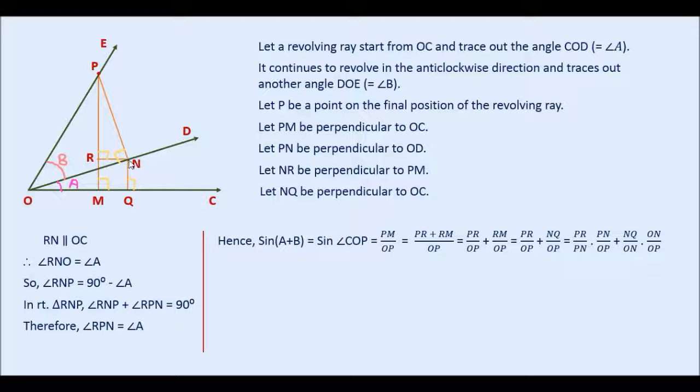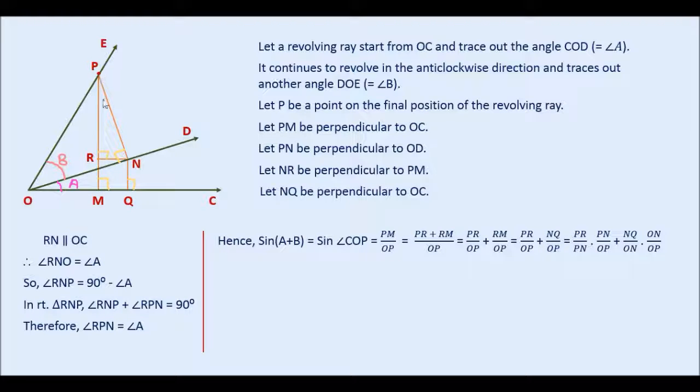Because we have to get the trigonometric ratio, we have to take the sides of a right angle triangle. Therefore, instead of RM, we are taking NQ. So instead of RM by OP, we are writing NQ by OP. Next is PR by OP.